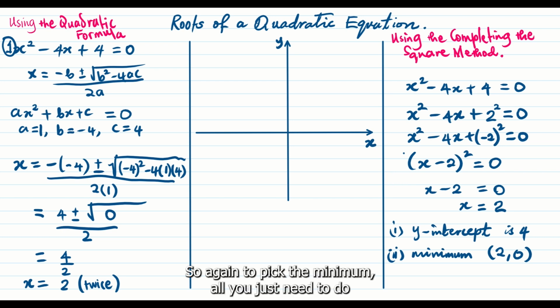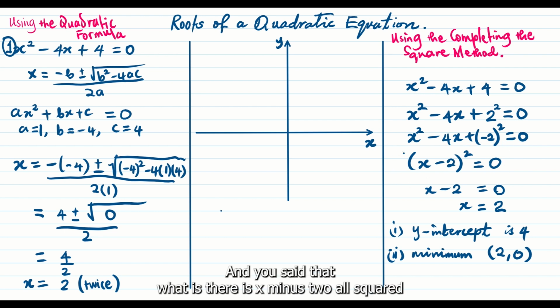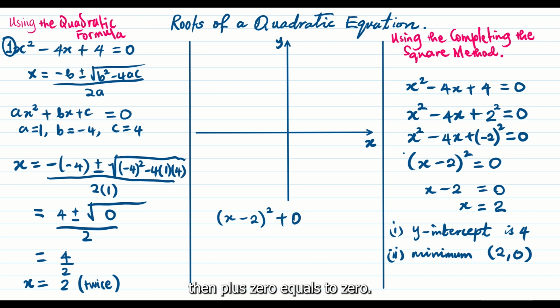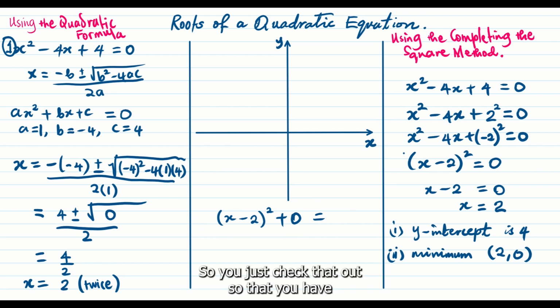So again, to pick the minimum, all you need to do is consider this form. You see that what is there is (x minus 2) all squared, plus 0 equals 0. I'm writing it that way so that you see that the y value of the minimum is 0. Again, there's a video on that. I'll link it up so you can check that out and have a full knowledge of what that is all about. So the minimum is (2, 0), which I've written down.